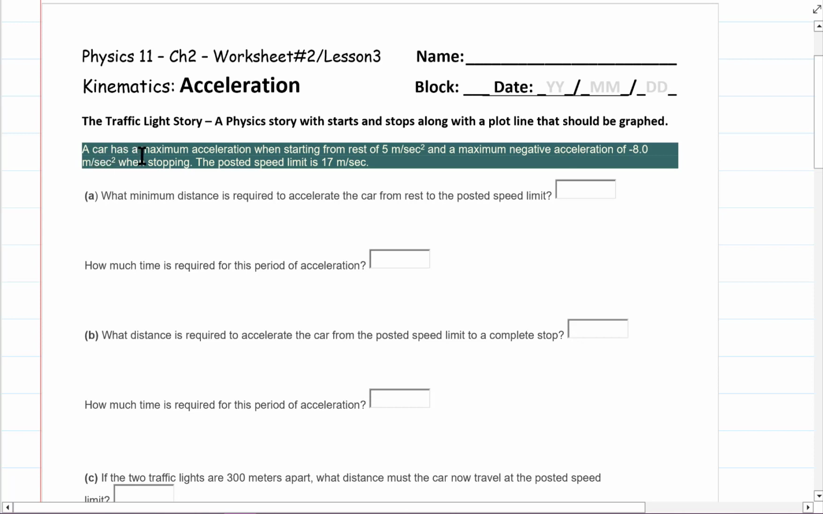A car has a maximum acceleration when starting from rest of 5 meters per second squared, and when braking has a maximum negative acceleration of negative 8 meters per second squared. The posted speed limit is 17 meters per second. Eventually we'll find out that the two traffic lights are 300 meters apart. What we're trying to find out is the shortest amount of time to go from street light to street light.